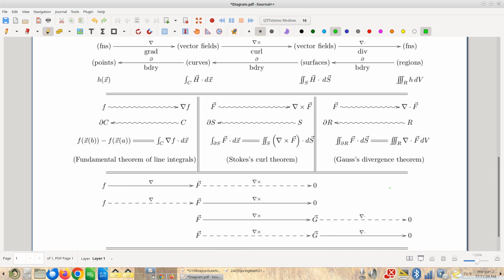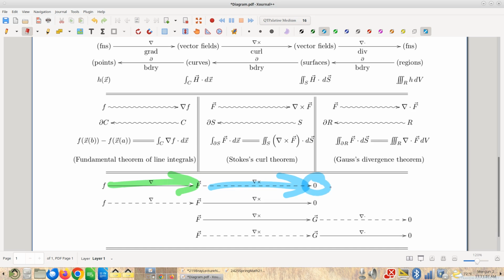The little notation I'm using is the solid lines represent a hypothesis. So, if you're looking at a gradient, and then the dotted lines represent your conclusion, then the curl must be 0.